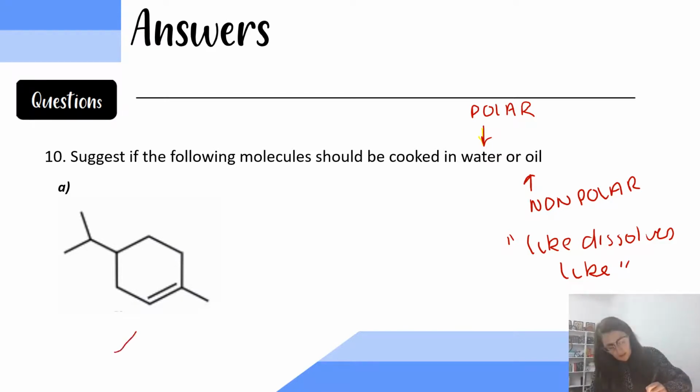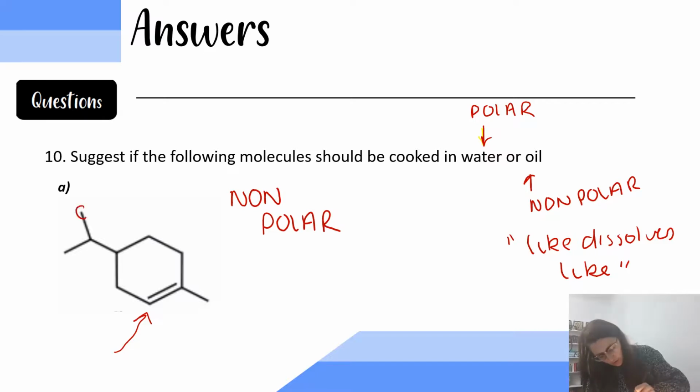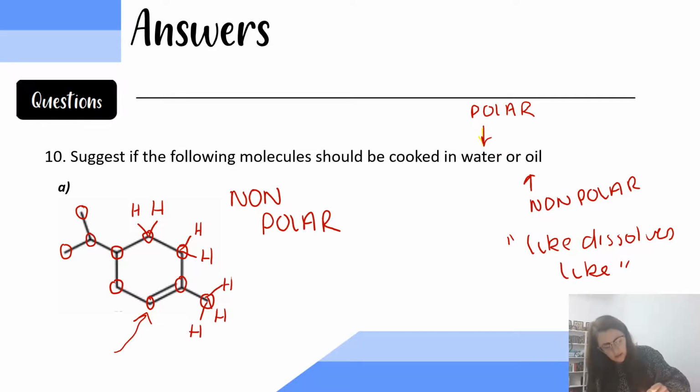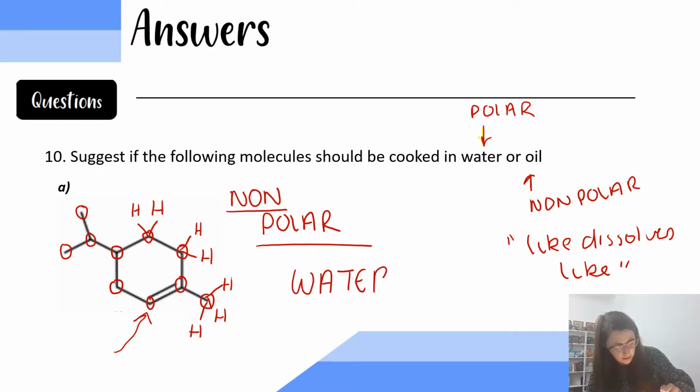So if we look at this molecule A, this is a very non-polar molecule. It's made up of just carbons and hydrogens. So each of our little points in our stick diagram here represents a carbon. So I'm circling all the carbons here. And remember that each of those carbons needs 4 bonds, so they'll have hydrogens coming off them. So this is a very non-polar molecule, which means it should be cooked in something which is polar to stop the flavour molecules from escaping. So it should be cooked in water.